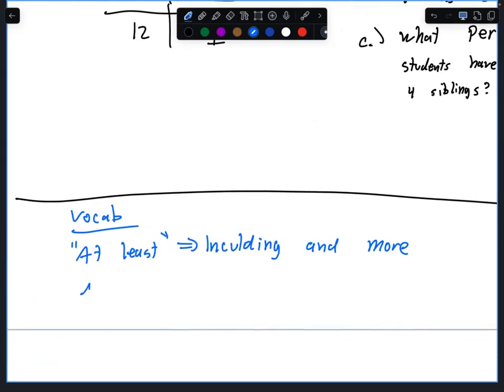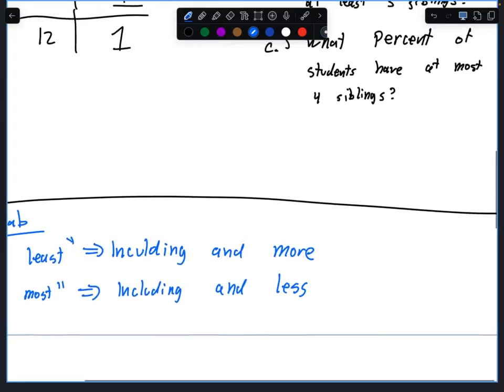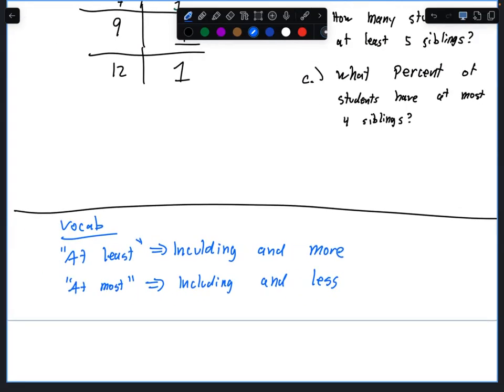So, another vocabulary, at most. You're thinking at most as in from 1 to 4. Well, yeah, but why 1 to 4 though? At most, so the limit is 4, so you can't go higher than 4. So, including and less. So 4 and everything below it: 4 siblings, 3 siblings, 2 siblings, 1 sibling. Now, to answer this, remember, when we do percent, we want to do fractions. First, we want to find out how many students do we have again? 23. Remember, that's how many students.